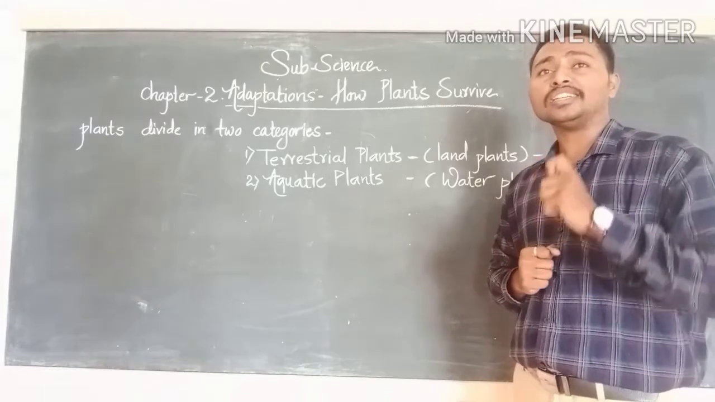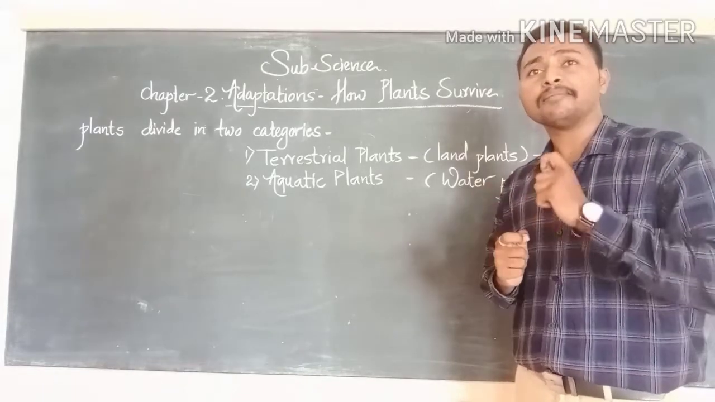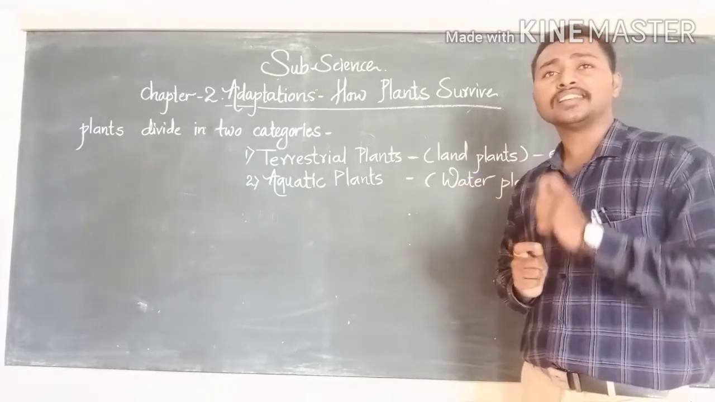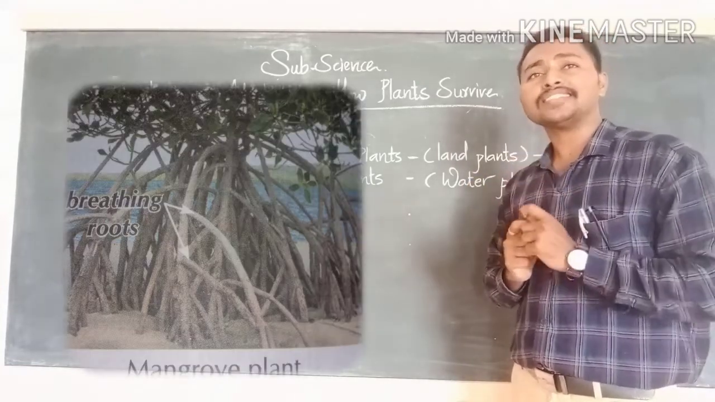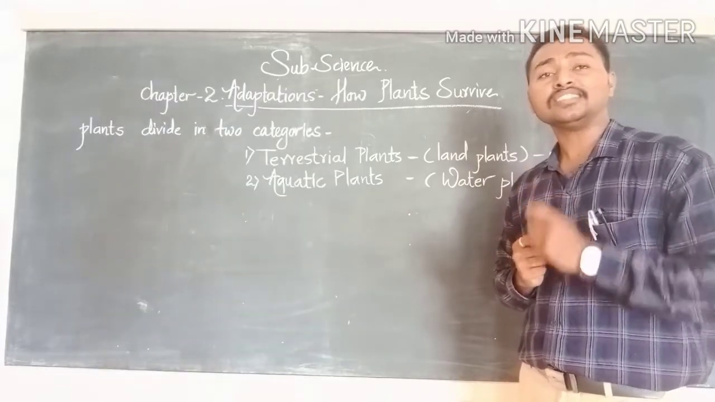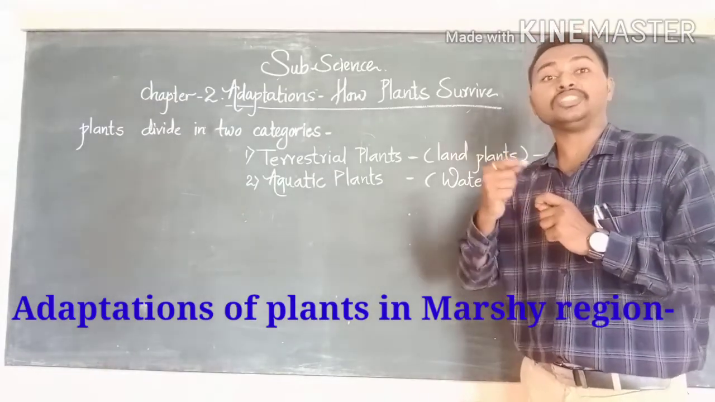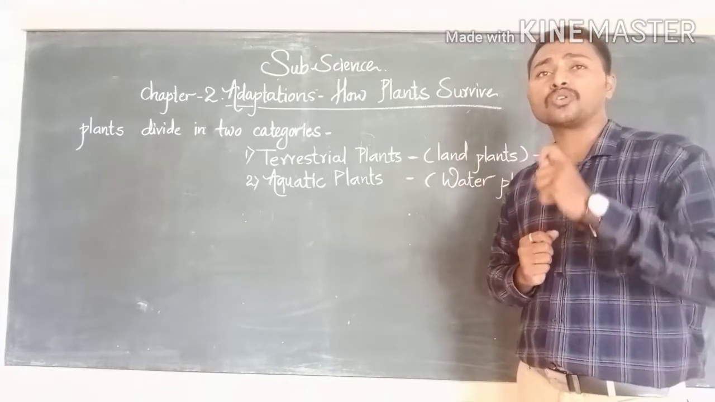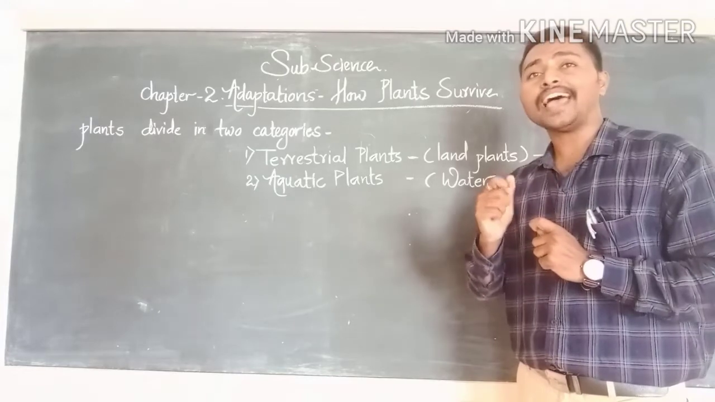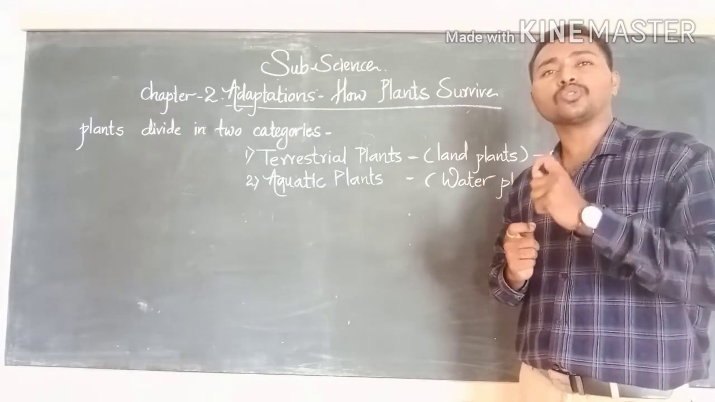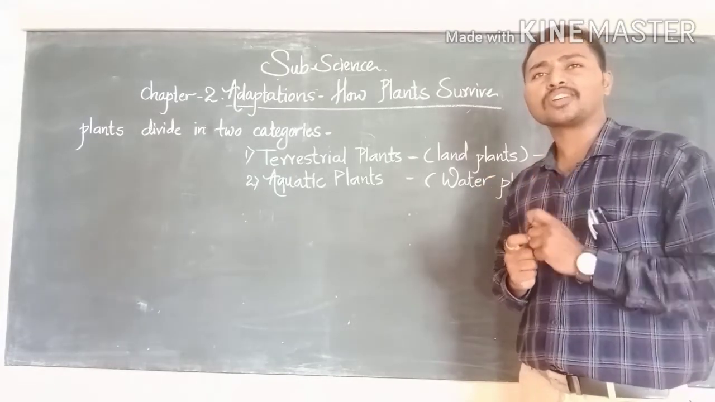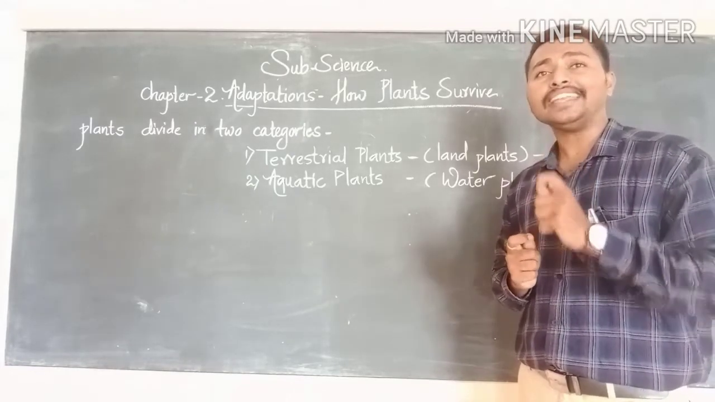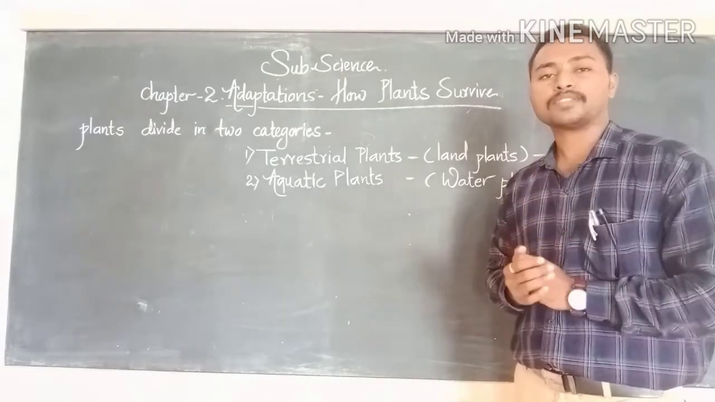Next, plants that grow in marshy regions. Waterlogged places are called swamps, that means marshes. Marshy places have sticky and clayey soils. Mangroves are plants that grow in marshy regions. So the adaptations in marshy regions. उनके adaptations कौन से? Number one, roots grow out of the soil to breathe as the soil does not allow the roots to breathe. Such roots are called breathing roots. Second, roots have tiny openings at their tips.